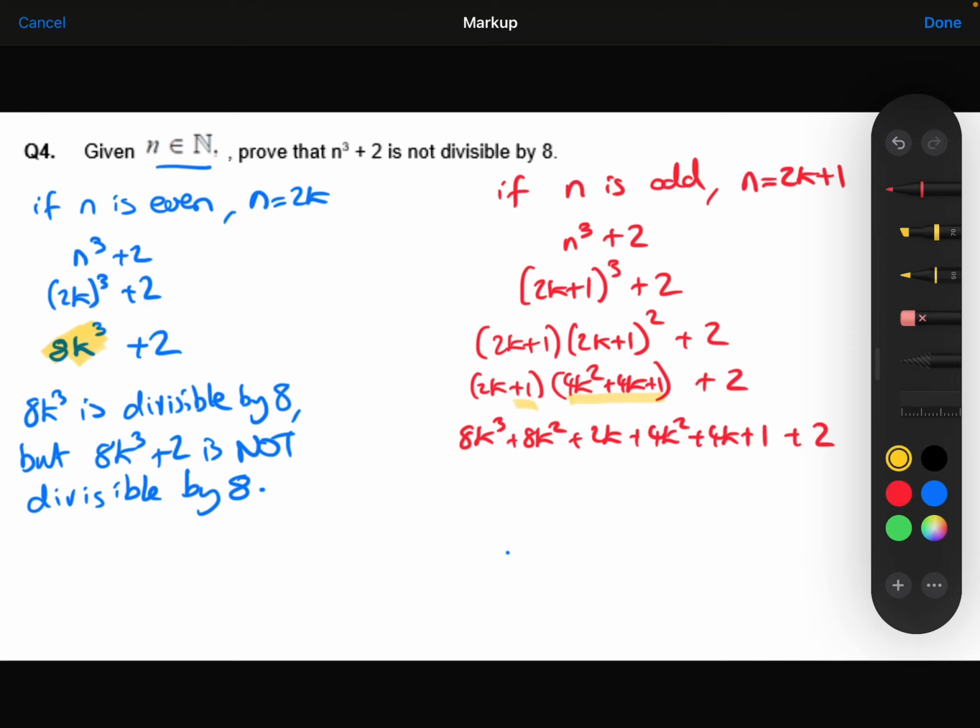And collecting up the like terms, we've got the 8k cubed, the 12k squared, the 6k, and then the plus 3.